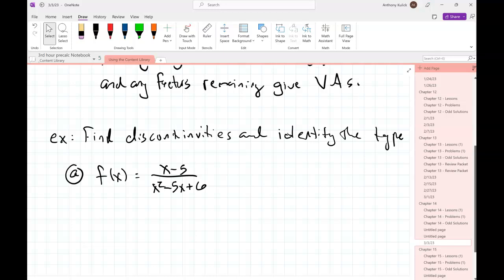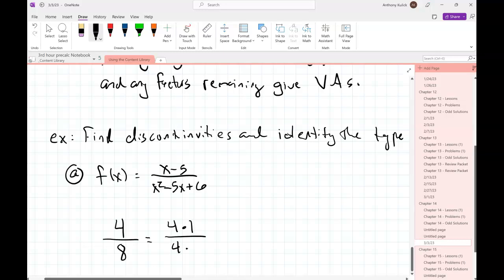Not setting them equal to 0. So imagine we have a fraction like 4 over 8. Can I reduce that? Okay, how do I reduce that? Well, I notice that the numerator could be 4 times 1, and the denominator could be 4 times 2, so I can reduce the 4's out of there, right? Correct, yeah. So what do I need then to do?